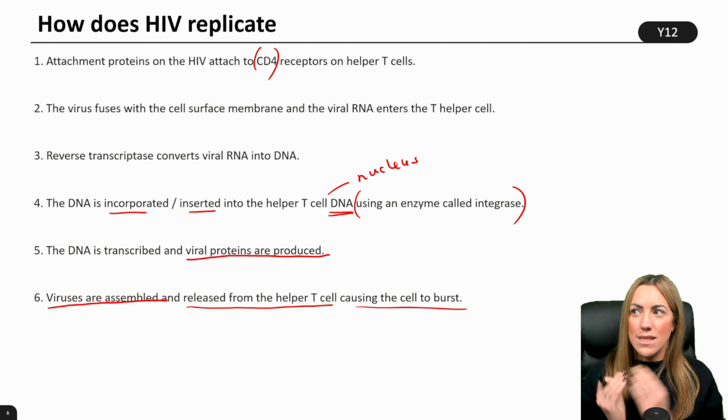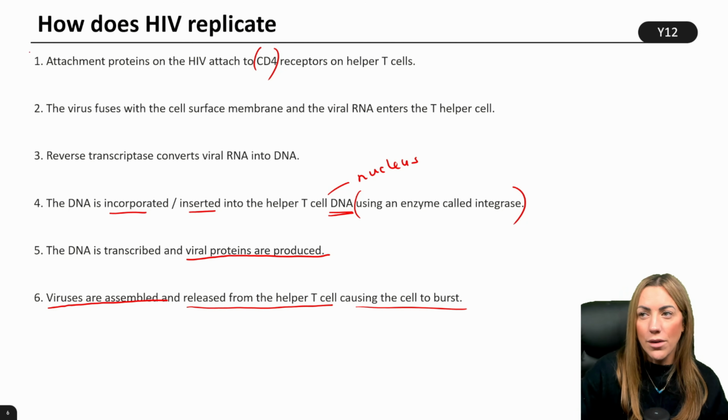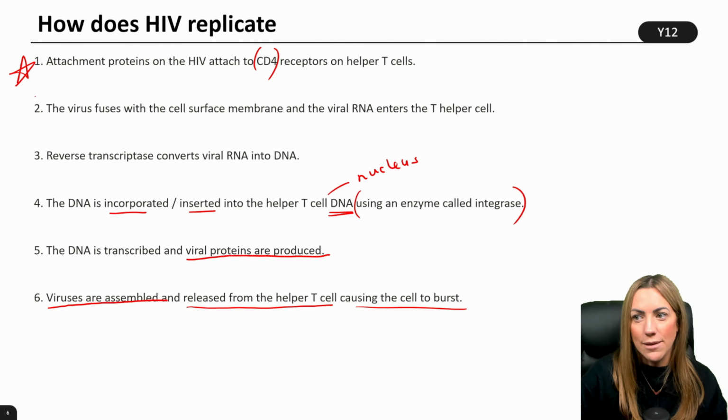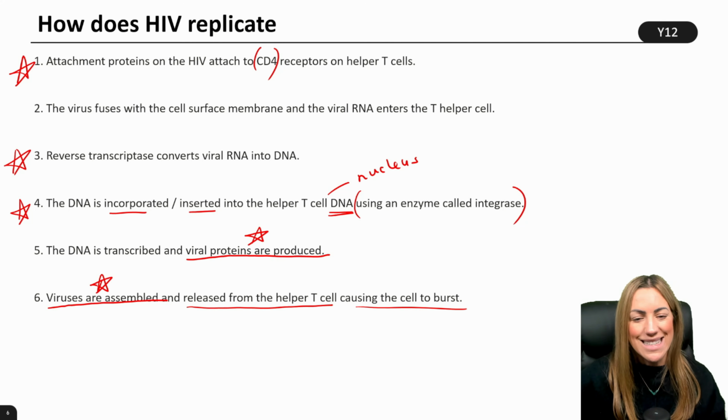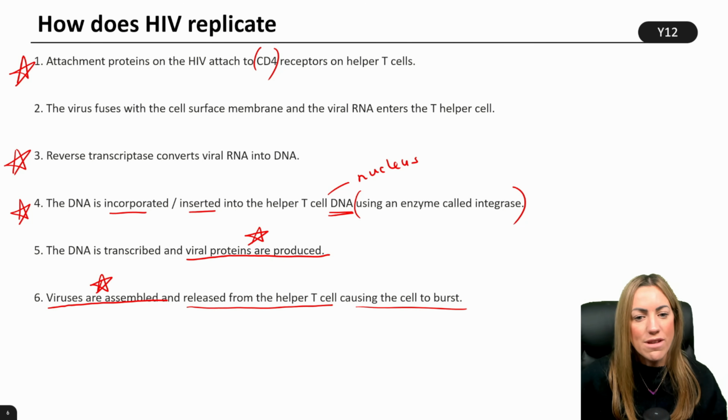Okay, now the 6 kind of marking points here. This is usually only a 3 to 4 mark question. So I would focus on the attachment proteins attaching to receptors on the T helper cell, the reverse transcriptase converting RNA into DNA, the DNA being inserted into the T helper cell DNA, and then viral proteins being produced and viruses being assembled. That's the thing we see repeated on lots of mark schemes over previous years.